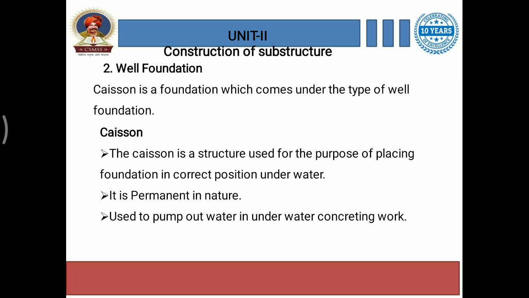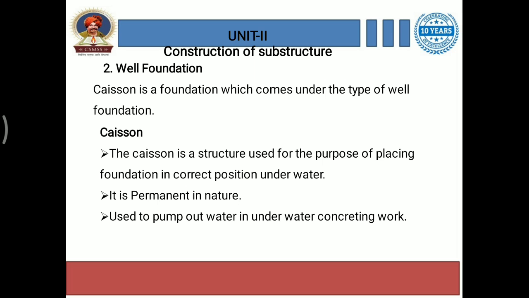So caisson is a structure used for the purpose of placing foundation in correct position underwater. Caisson is a particular structure. You can see in the diagram various types of caissons. Just remember these points here. The caisson is a structure used for the purpose of placing foundation in correct position under water. That is, most of the caissons are used for underwater construction. It is permanent in nature.